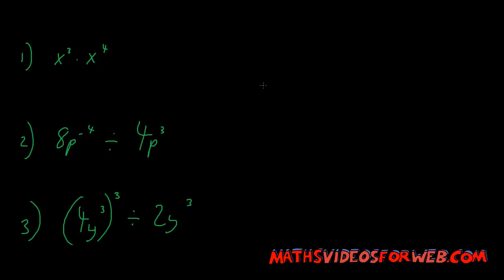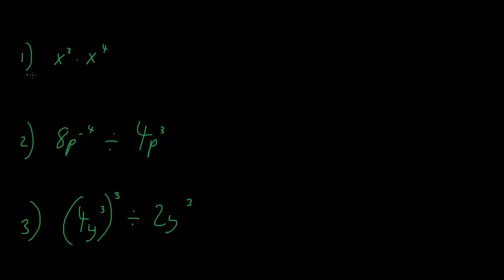Hi, in this video I'll be simplifying a few expressions. So, expression number 1, x to the power of 3 multiplied by x to the power of 4. I know that a to the power of m multiplied by a to the power of n equals a to the power of m plus n. Therefore, x to the power of 3 multiplied by x to the power of 4 equals x to the power of 7.